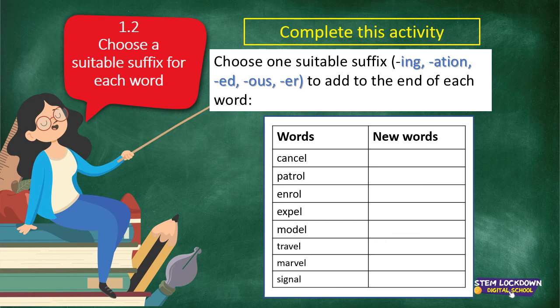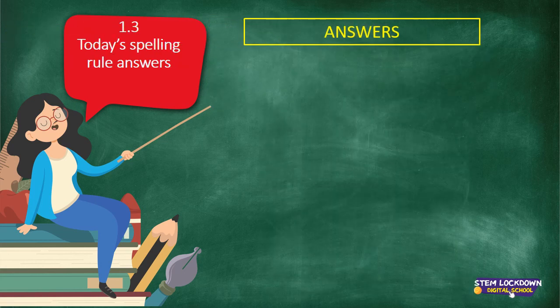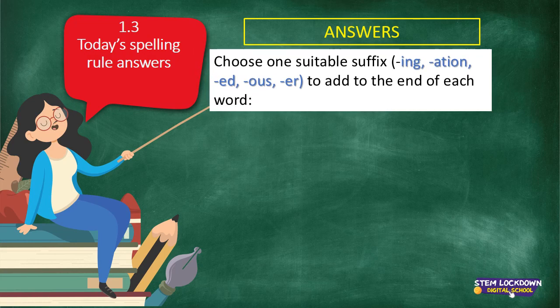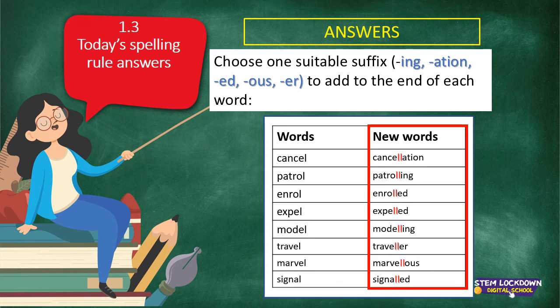Are you finished? Well, let's check as far as you've got. Here are some possible answers. You had to choose one suitable suffix that started with a vowel such as ing, ation, ed, ous, to add to the end of each of these words that have got an L at the end. So here are some suggestions. You might have put different words.